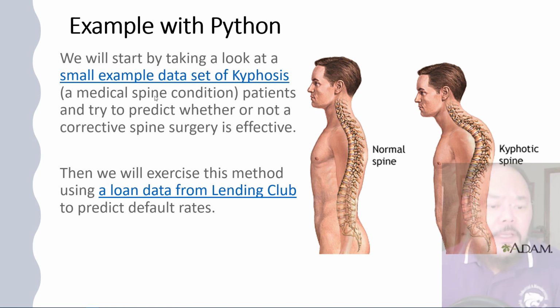Then we'll exercise this method using a loan data set, the so-called Lending Club loan data set, to predict whether a loan is going to default or not. So let's conclude this lecture, and we'll see you in the next lecture about Python and Jupyter Notebook.